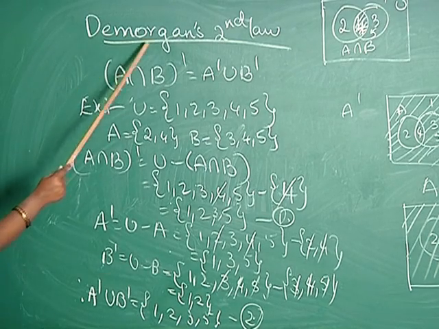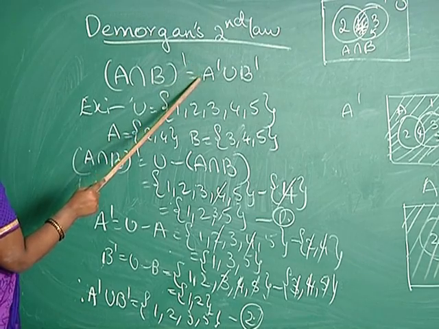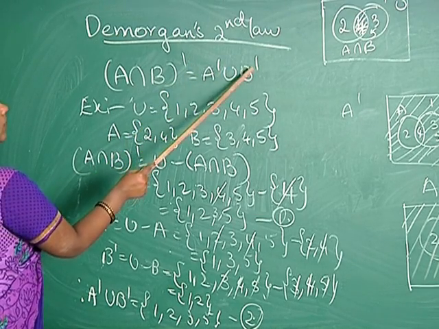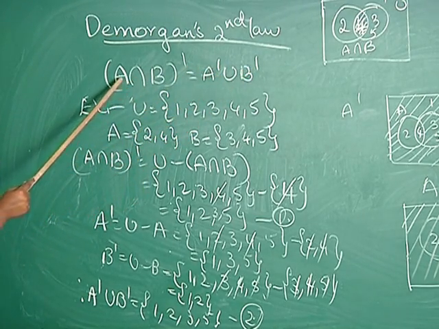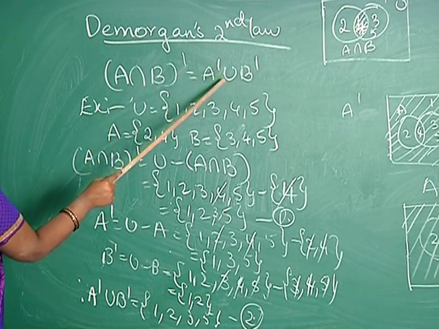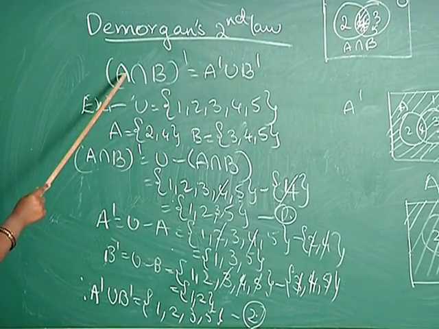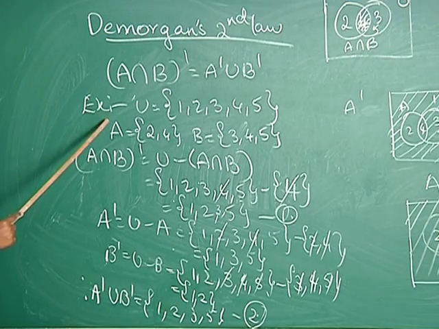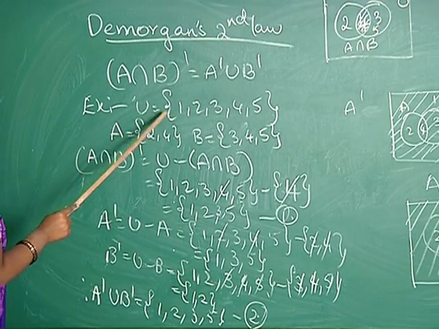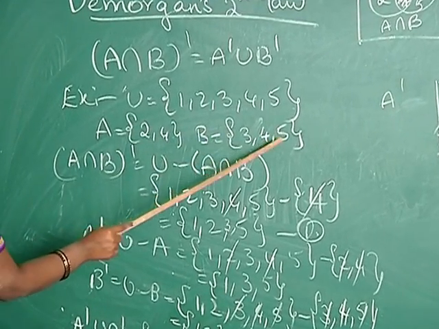So now let us see De Morgan's second law. (A intersection B) whole complement equal to A complement union B complement. Here also we will read the formula: A into complement is A complement, intersection opposite is union, B into complement is B complement. Let us prove this law according to this example. U is a universal set {1, 2, 3, 4, 5}, A equal to {2, 4}, B equal to {3, 4, 5}.